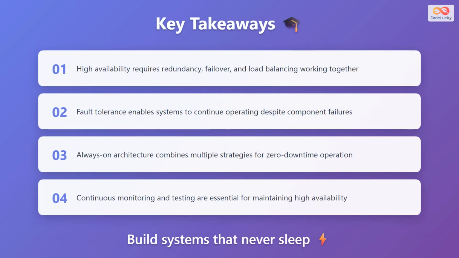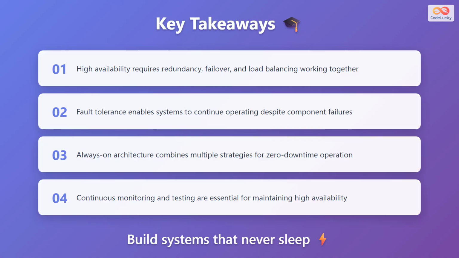Let's summarize the key concepts covered in this video. First, high availability requires redundancy, failover mechanisms, and load balancing working together as an integrated system. No single component provides high availability alone. It's the combination that delivers reliability. Second, fault tolerance enables systems to continue operating despite component failures through techniques like replication and graceful degradation. Third, always-on architecture combines multiple strategies for zero-downtime operation, keeping all regions active and automatically handling failures.